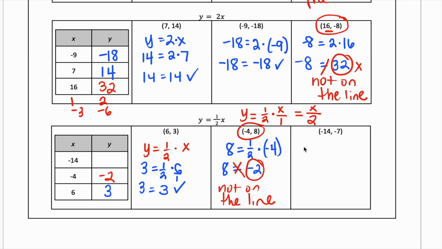And in the last example, we plug in our y value of -7 equals 1/2 times our x value of -14. So -7 equals 1/2 of 14 is 7, but a positive times a negative is a negative. So I get -7. That's what I was expecting to get because that was the y value, meaning this point would be on the line and we can fill in our table accurately.